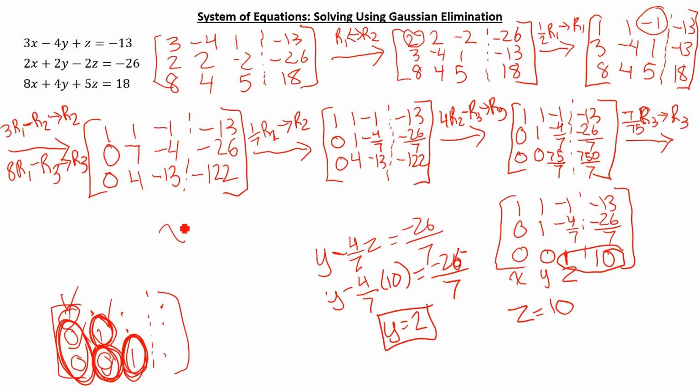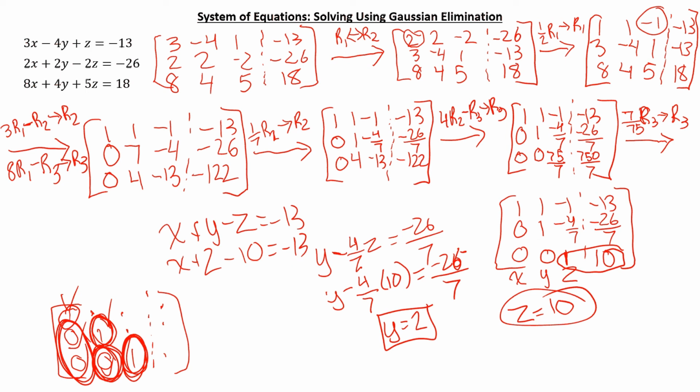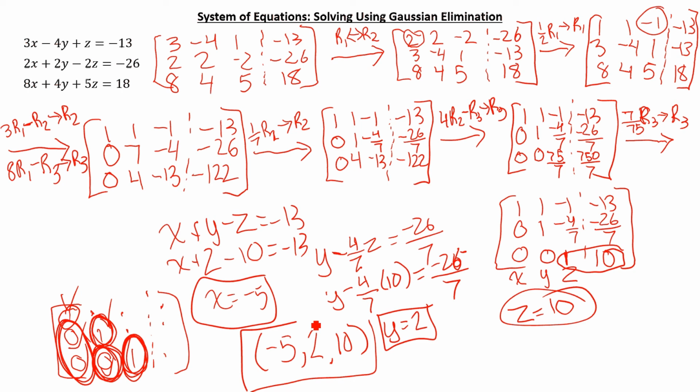Now we go to that top equation, which is x plus y minus z equals negative 13. So x will be what we're looking for. Y is 2, and z is 10. And if you work this out, you should get x is negative 5. So our final answer is negative 5, 2, and 10 for x, y, and z. So when you're plugging it in, you can check to see that each one works, and it's really quick to throw it in your calculator.